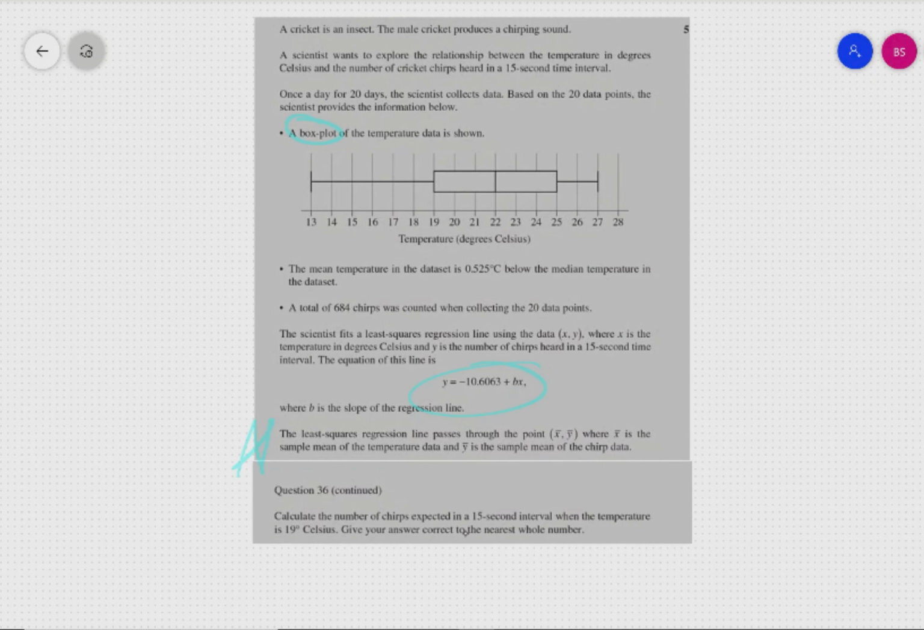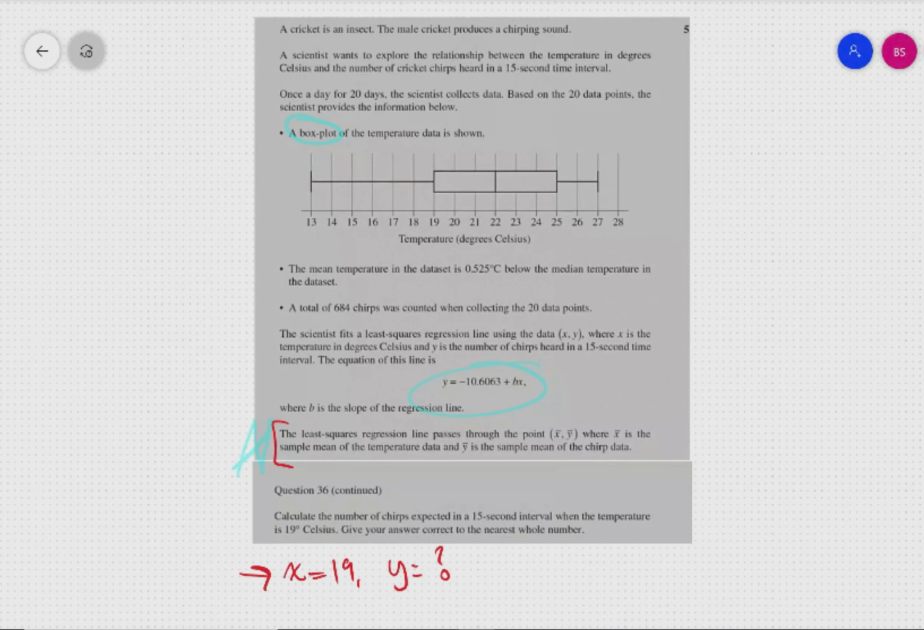Calculate the number of chirps expected in a 15-second interval when the temperature is 19 degrees Celsius. Now we know that x is temperature, so when x is equal to 19, y is equal to what? That's essentially what this question is getting at. And you may first be inclined to just try and substitute that into this equation here. But that won't work because we have 3 unknown variables.